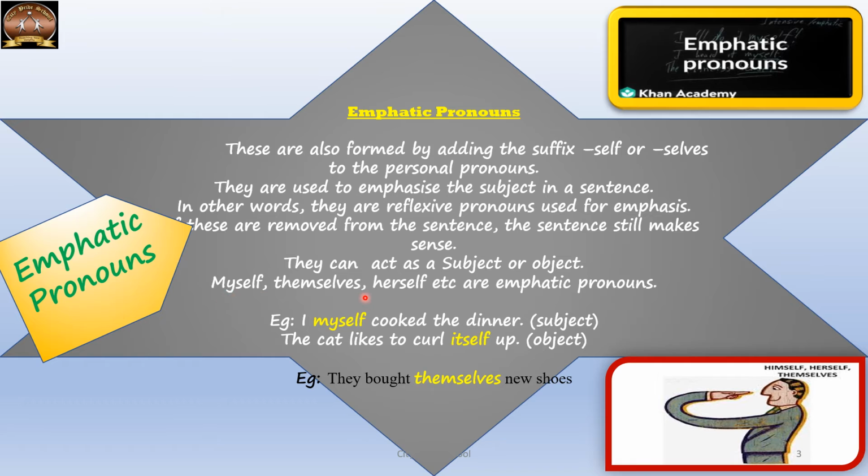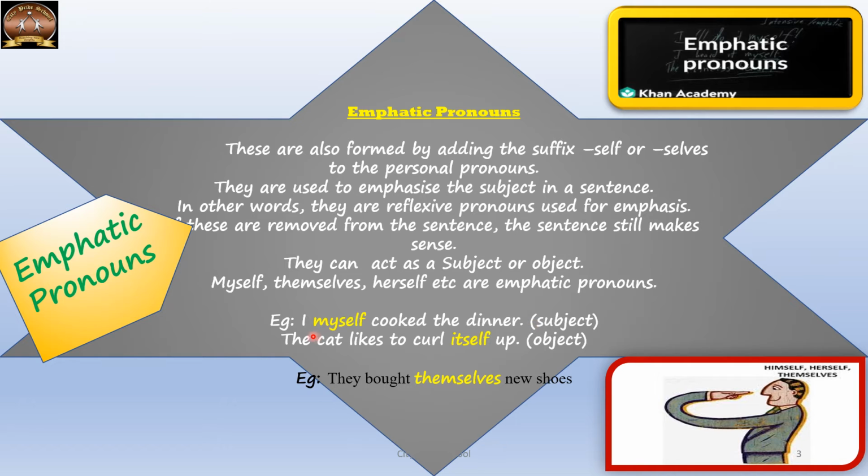So myself, themselves, herself, they are emphatic pronouns also. Now look at this sentence. I myself cooked the dinner. Here myself is acting as a subject, right? Now if I remove myself, what are we left with? I cooked the dinner. Pretty good. I am able to understand.